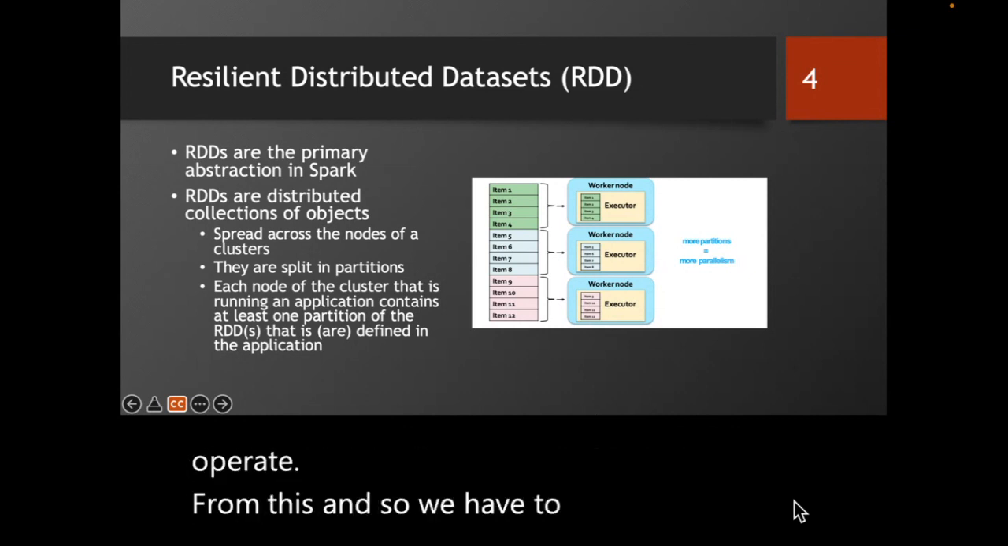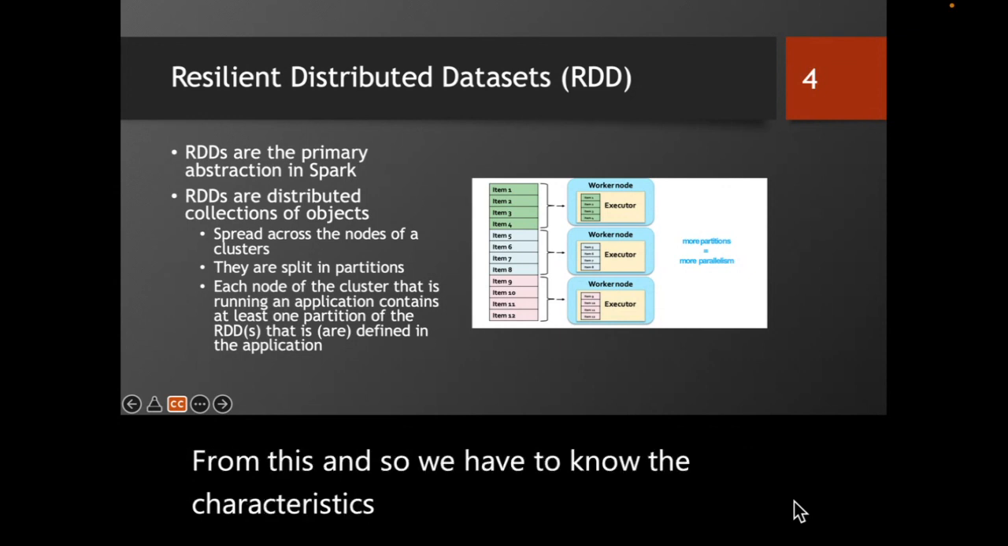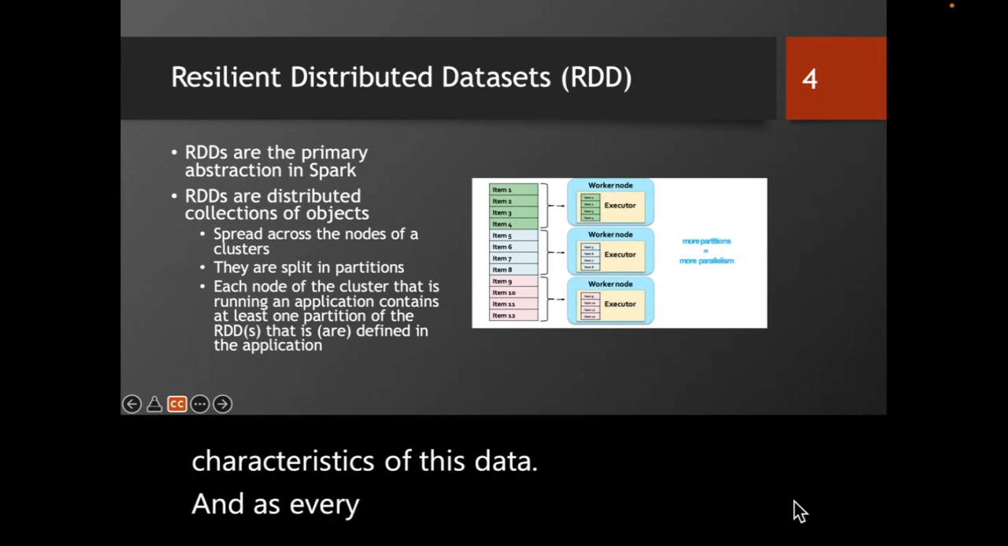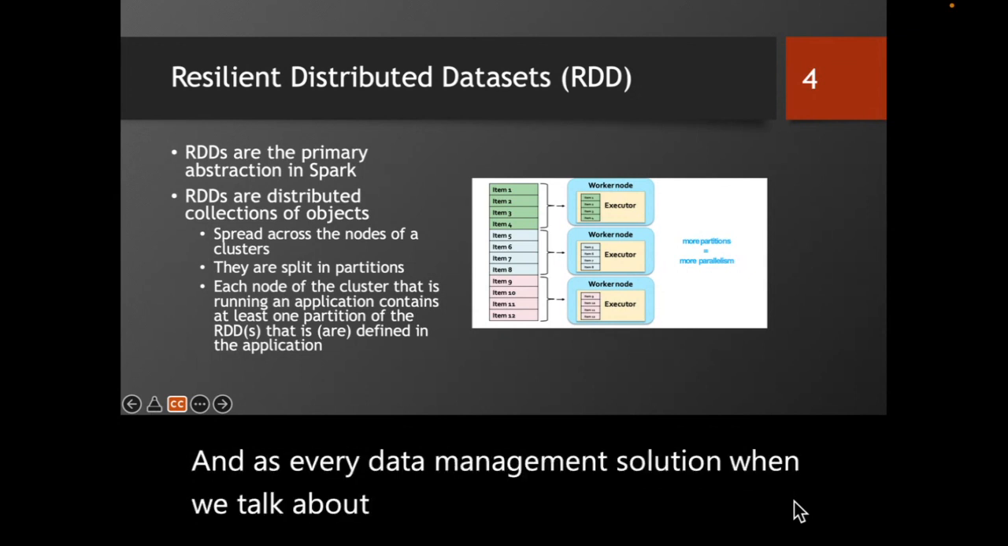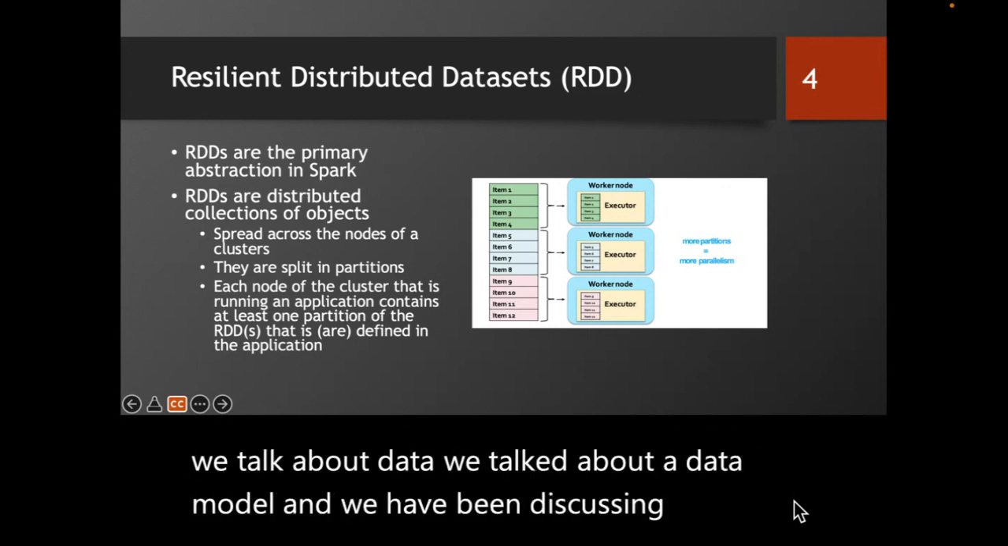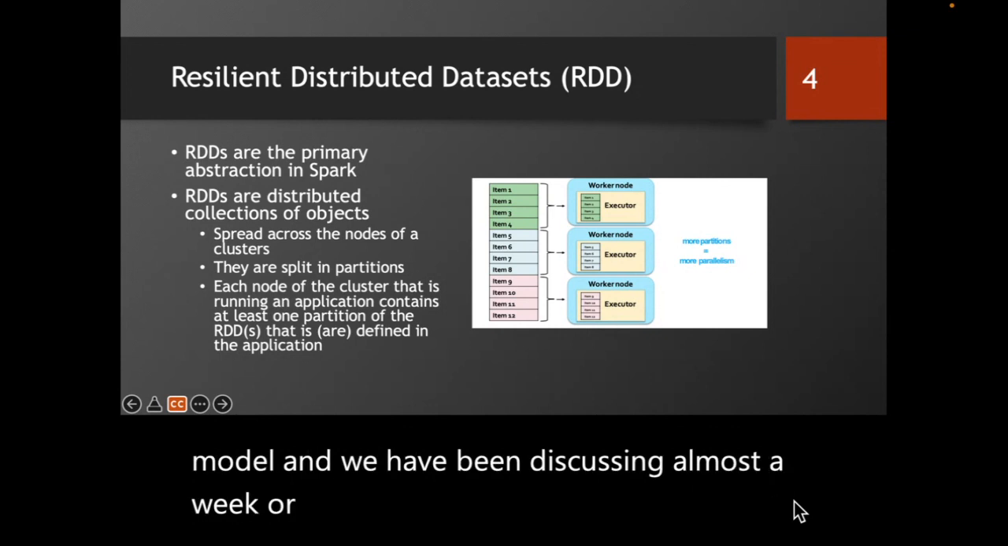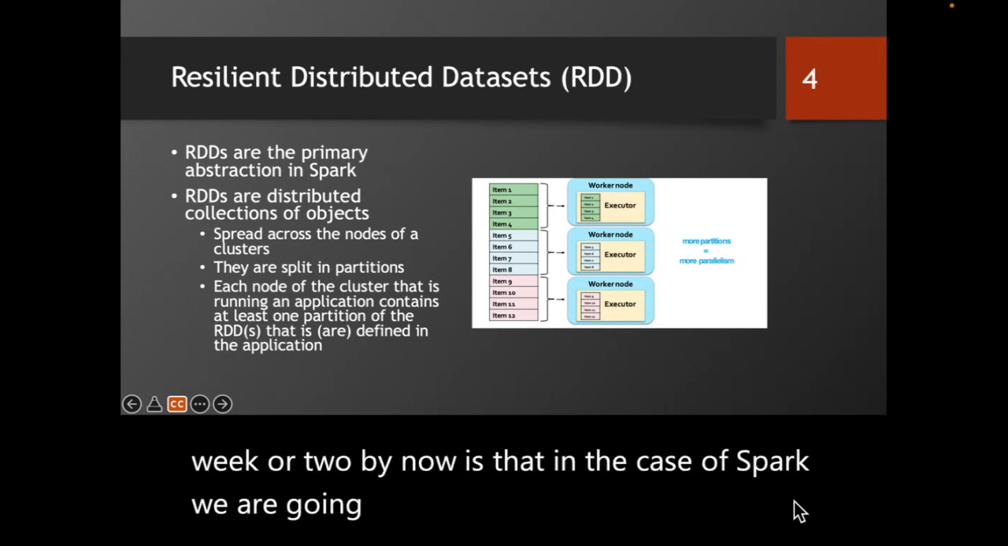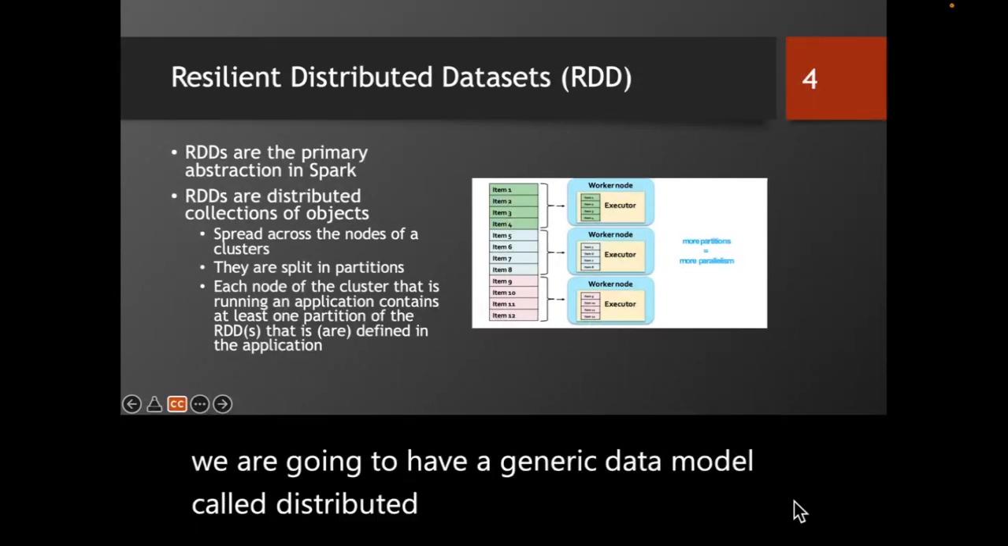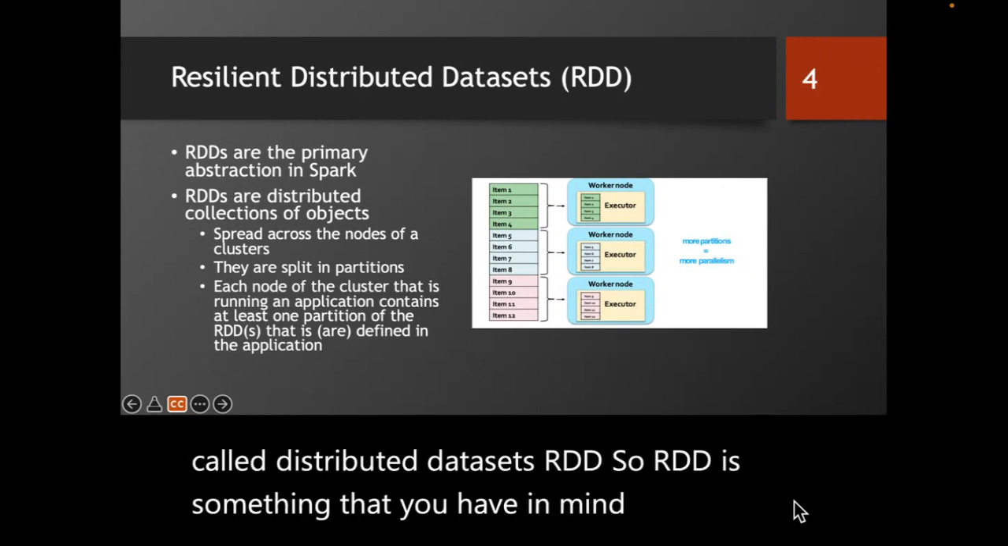And so we have to know the characteristics of this data. As with every data management solution, when we talk about data, we talk about a data model. And we have been discussing for almost a week or two by now that in the case of Spark, we are going to have a generic data model called the resilient distributed datasets, RDD. So RDD is something that you have in mind now and that you know what it is.